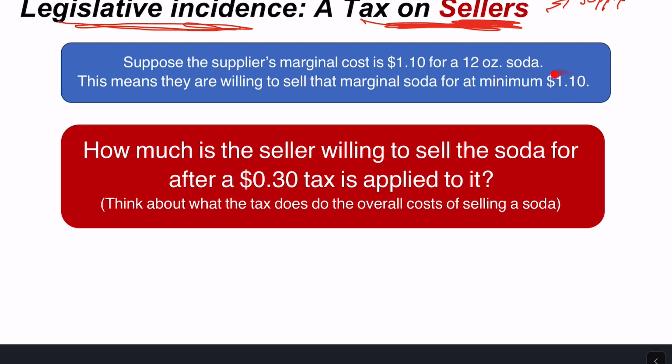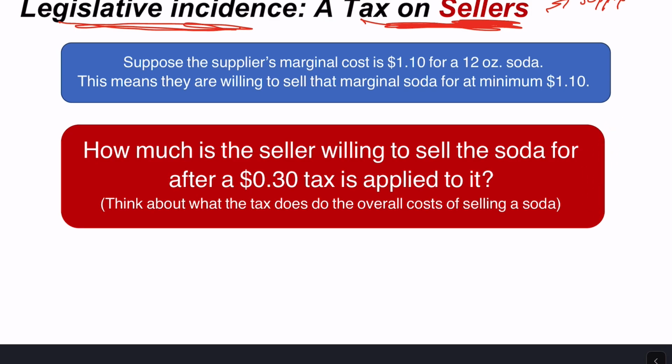If they don't get $1.10, then the revenue is less than their marginal cost of production. That's bad for profits, and the rational rule would say they shouldn't do that. So they need to get at least $1.10 to keep as the seller to convince them to sell that soda at minimum. Okay, so now we're going to impose the tax.